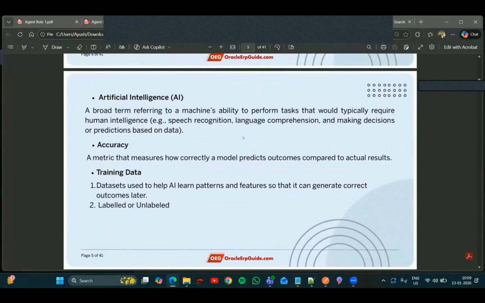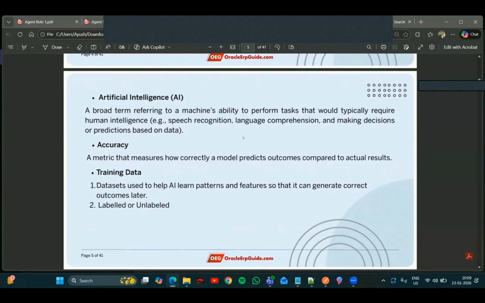Then comes accuracy. Accuracy is a metric that measures how correctly a model predicts outcomes compared to the actual results. So a higher accuracy means better, a lower accuracy means it's not that good. So we always aim for higher accuracy.